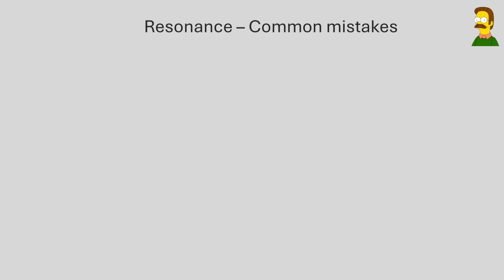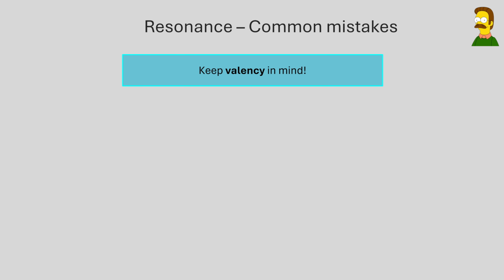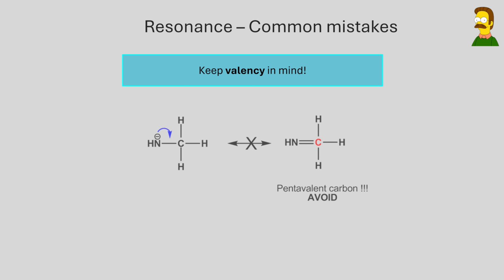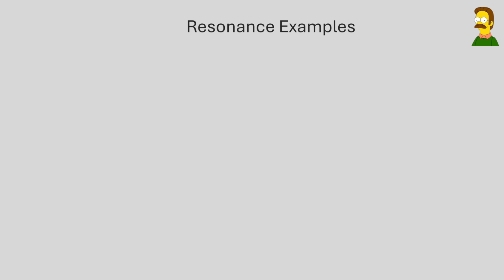One really common mistake, sometimes people put more than the number of bonds an atom can have. You need to keep valency in mind. If I decide to say, oh, look at that, I've got electrons, let's move them around. Carbon has 5 bonds. Does not work. Here are a few examples of resonance.